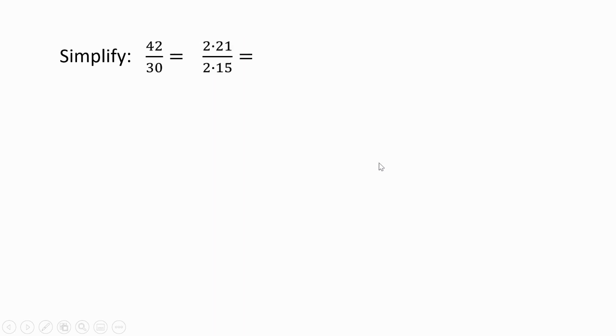42 over 30. So I'm going to go ahead and break it up into twos. Remember, I'm trying to do 2s, 3s, and 5s. So those reduce, right? And then I say I got 21 and 15. There's a 3 in there. They each have a factor of 3. There's another 1. And then I get 7 over 5.